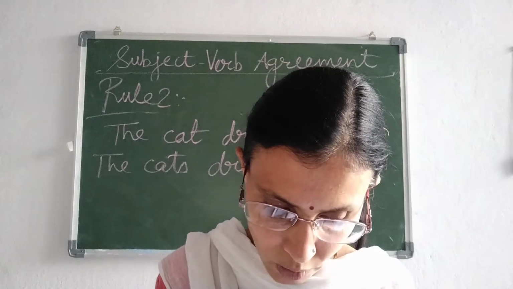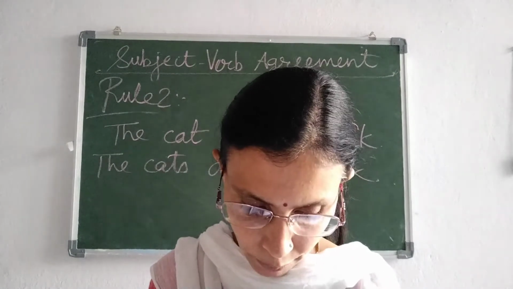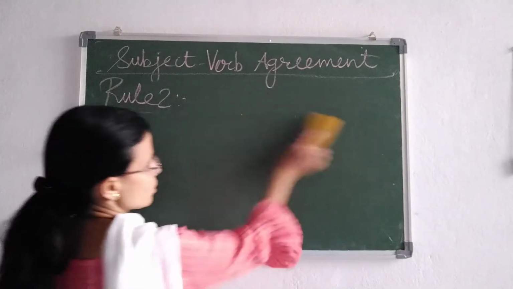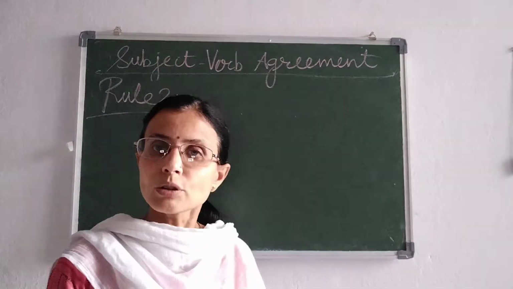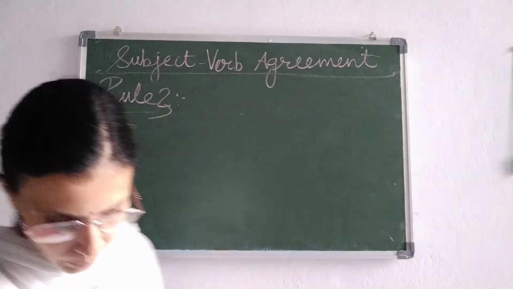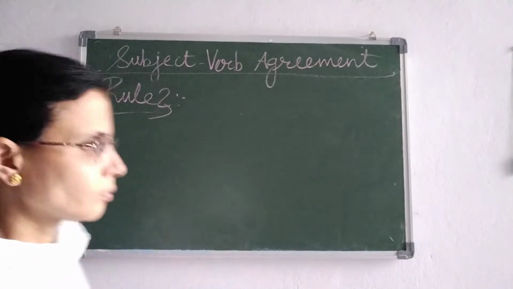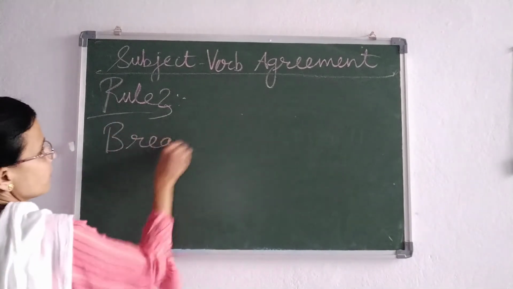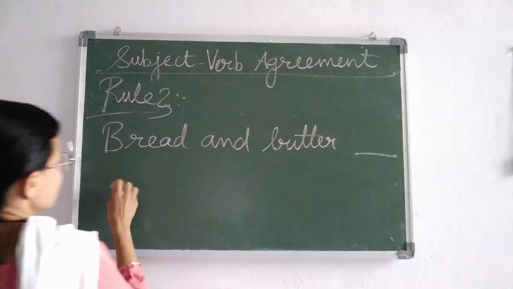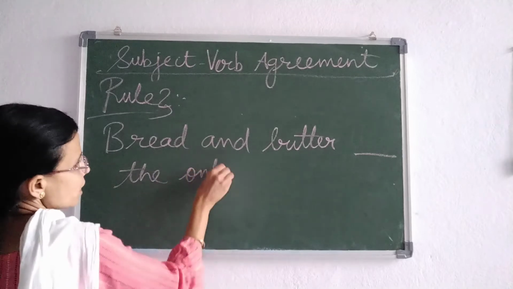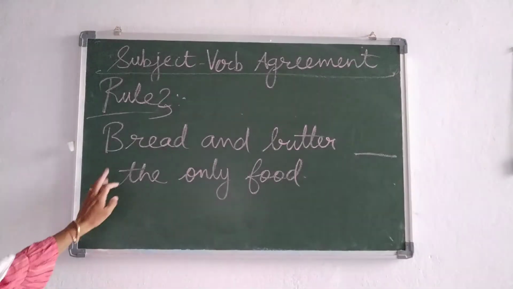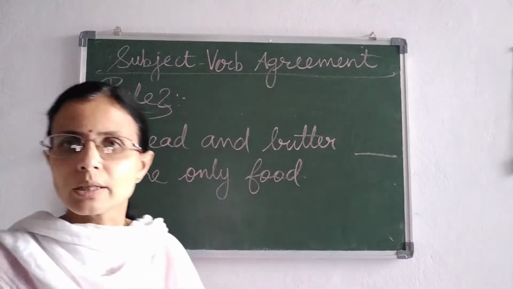If two singular nouns refer to the same person or thing, the verb must be singular. Now, suppose you are taking two nouns in a sentence, but these two nouns are related to one word only. For example, bread and butter, the only food. Now in this sentence it is clear to you that two words are used. One is bread and one is butter.